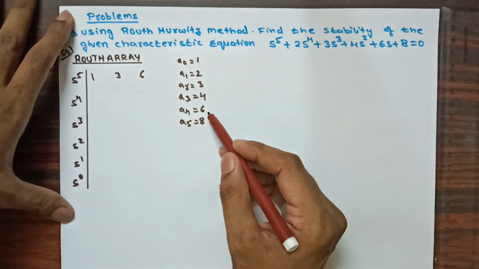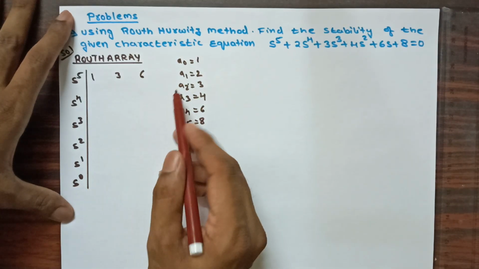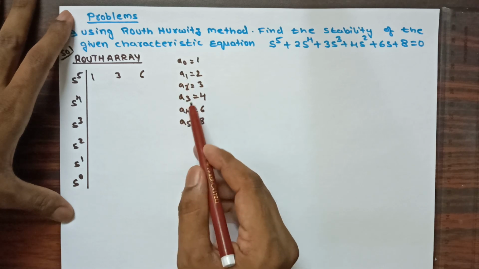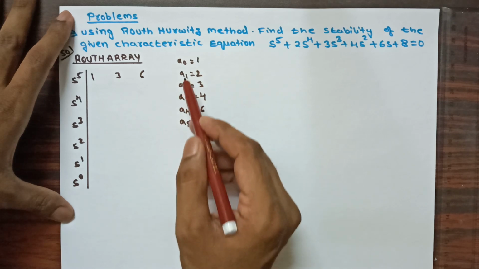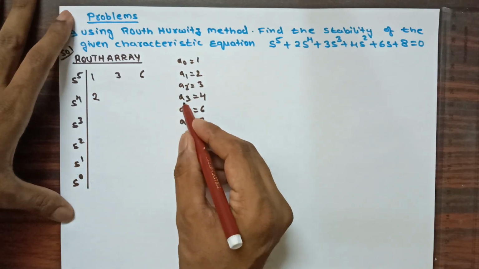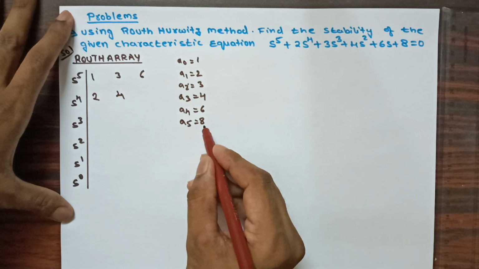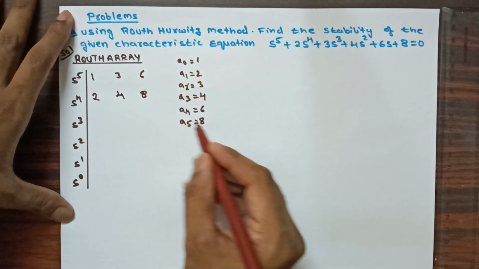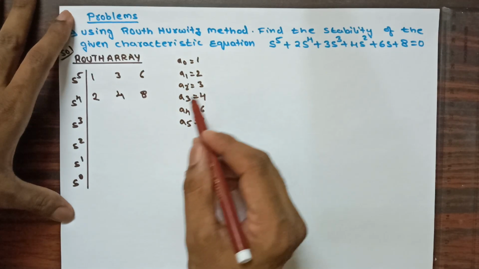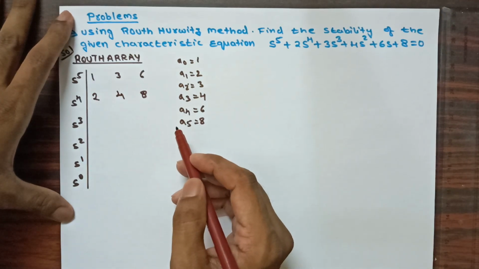And for the second row, we know that I am going to consider the odd coefficients, that is A1, A3 and A5. In A1 I am having the value of 2, and in A3 I am having a value of 4, and in A5 I am having a value of 8. So by considering in this way, we are going to get the two rows directly from the characteristic equation.